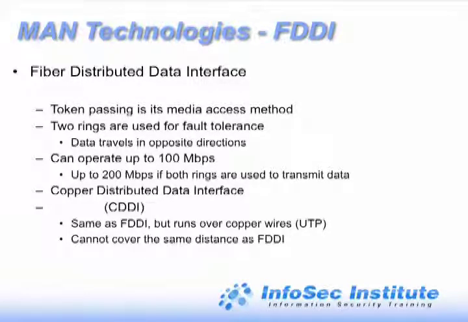And there's also CDDI, which is copper distributed data interface. Same as FDDI, but runs over copper wires or UTP. Cannot get the same distance as FDDI. Does anybody know why? Yep. The attenuation on copper is a lot more than on fiber.